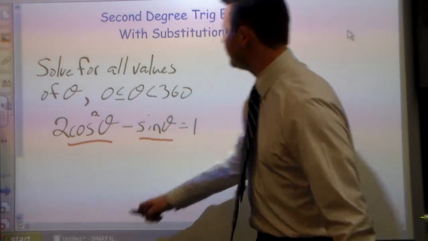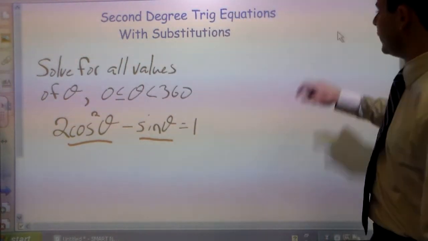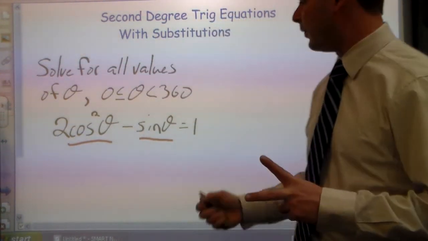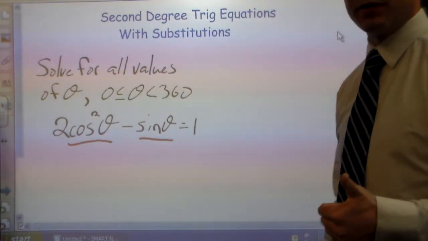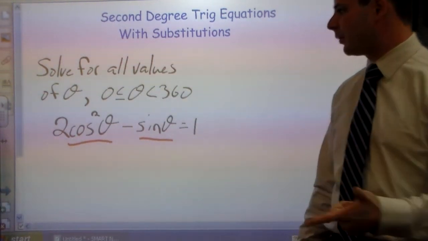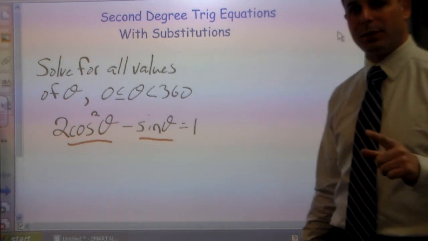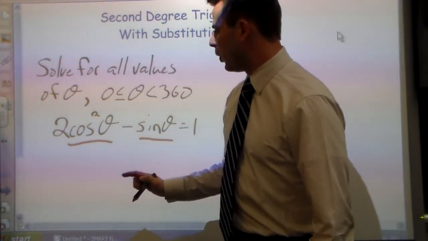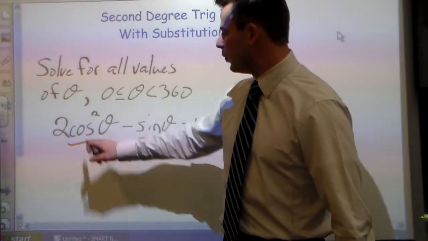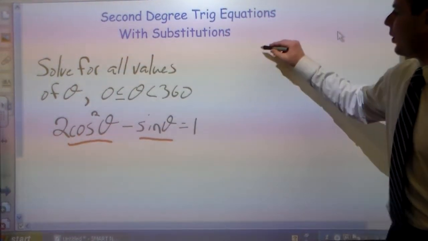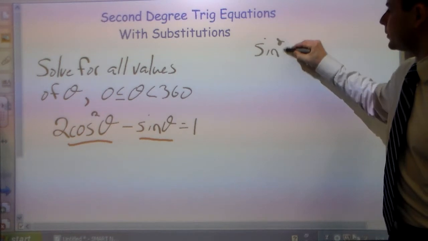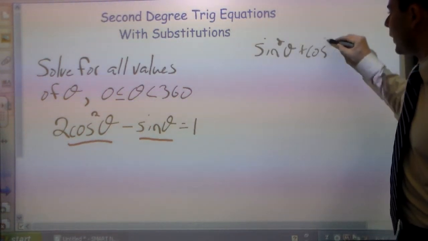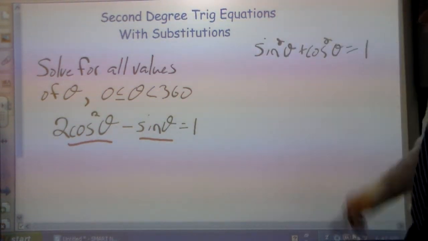The way we're going to do it is with Pythagorean identities. Two important prerequisites to this video are Pythagorean identities and solving second-degree trig equations. If you're uncomfortable with either of those, I would recommend you watch them again. But knowing both of those, let's see what we can do with the cosine squared. We know that sine squared plus cosine squared equals 1.